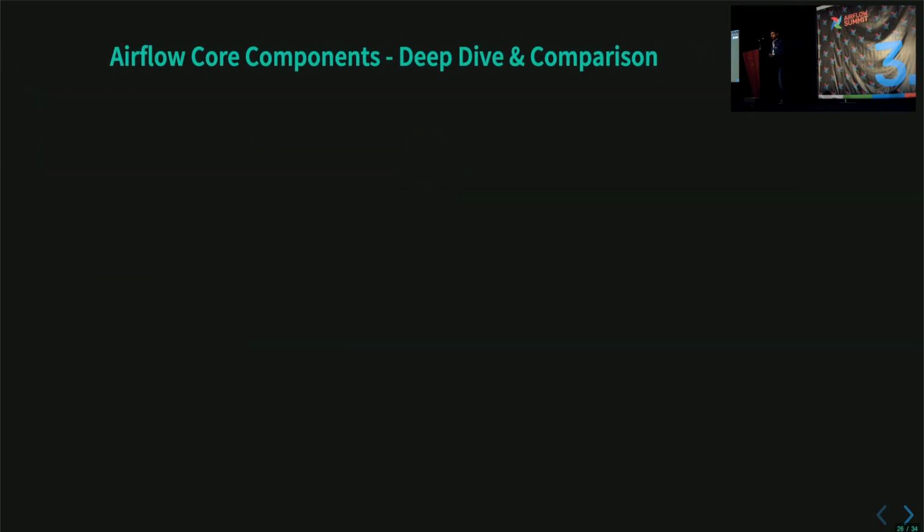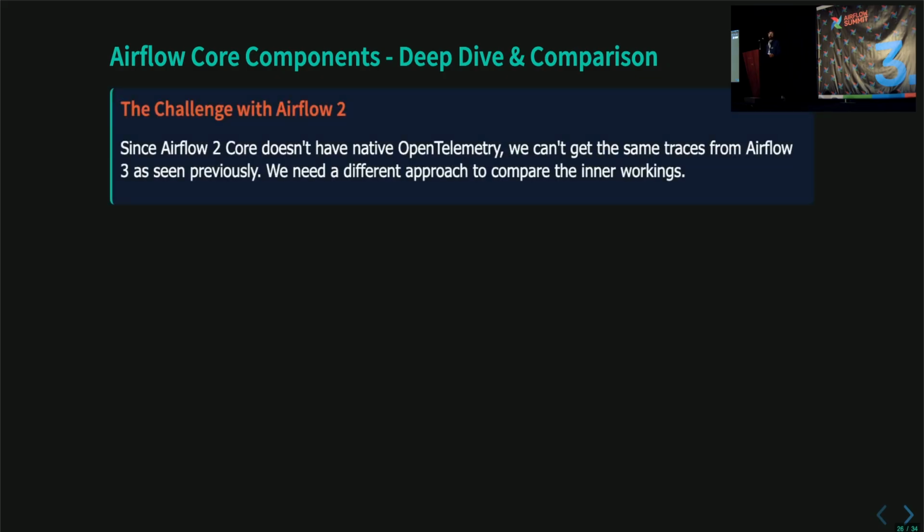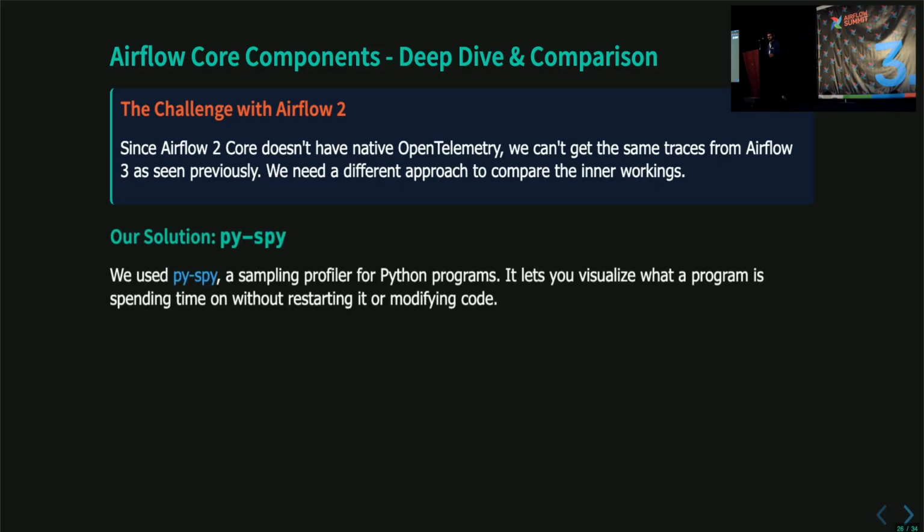Now we want to do the final part which is left, the core components deep dive. But OpenTelemetry is no longer supported, so we need to come up with a new solution. For that, we came up with a library called PySpy, not developed by me for sure. It's a sampling profiler for Python programs. It lets you visualize what a program is spending time on without restarting or modifying code. This sounds very good to me. Why? Because I can't really change the core myself, right? The thing I can do is, if my core is running, how can I monitor it better? So this was very good for us.